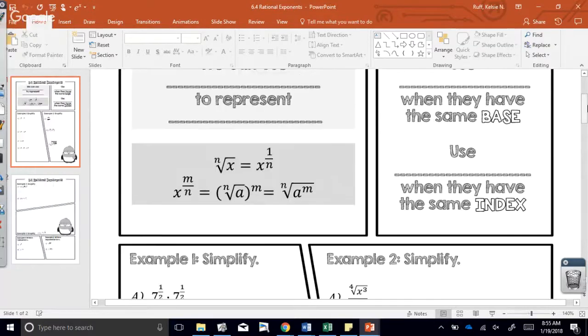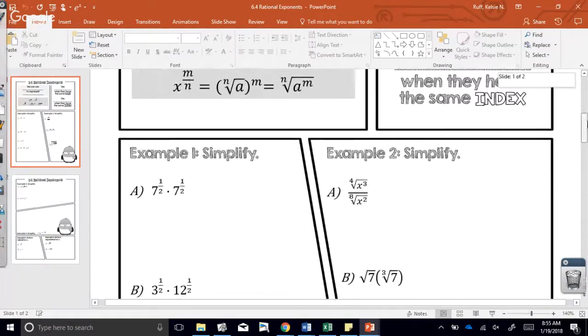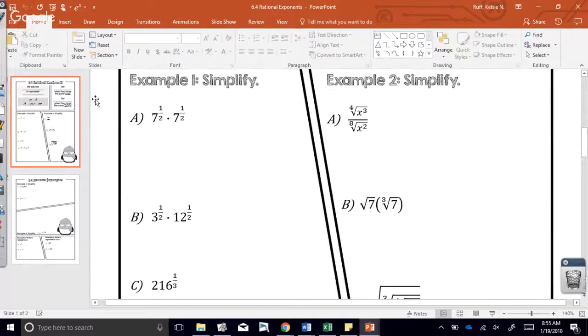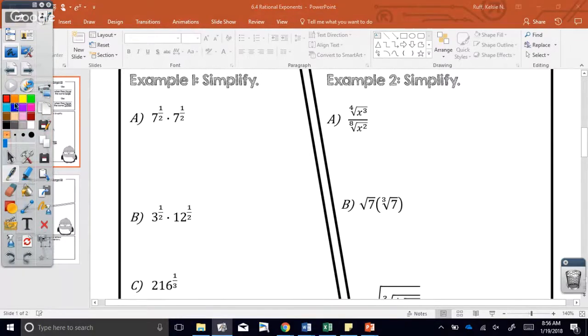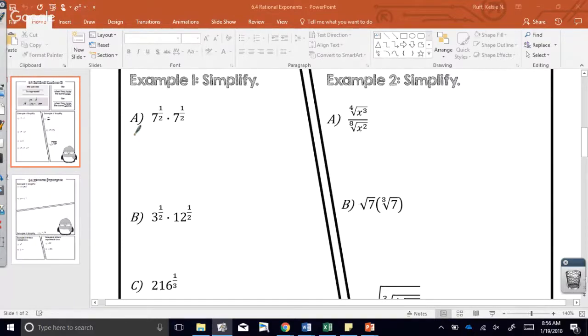We're going to look at just a few problems here. Okay, starting with this first one, we have 7 to the 1/2 times 7 to the 1/2. So we're going to talk about the 2 ways that you could do this.